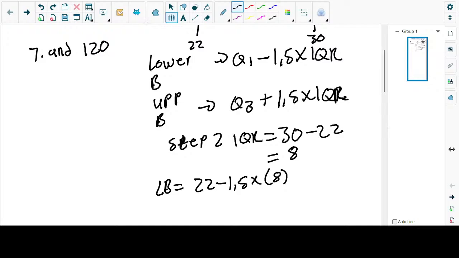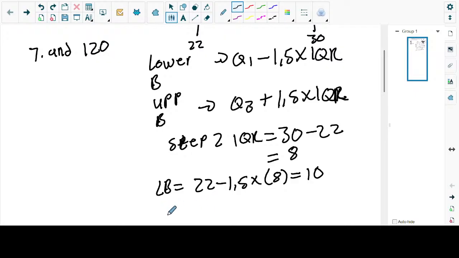Let's check if the calculator is working. 8 multiplied by 1.5. The calculator gives an error here. I apologize, chat. But it's 12, and 22 minus 12 gives 10. So the lower boundary is 10.